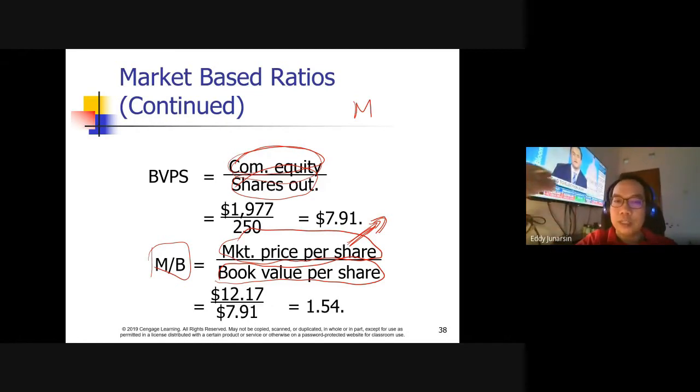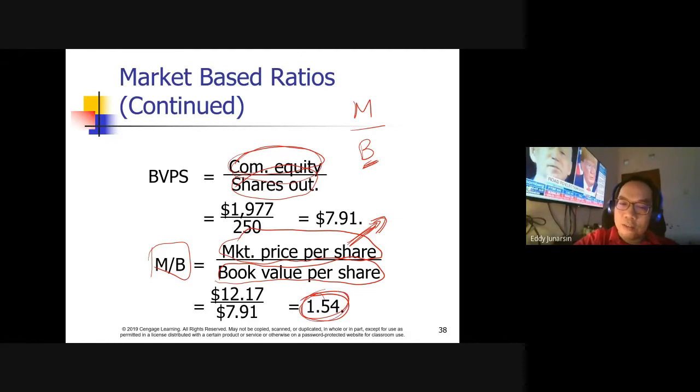The market value per share is the stock price, and stock price is always stated per share. That's why when you divide by book value, this book value has to be per share as well. The market value per share divided by book value per share. So 1.5 times, you could imagine, right? So the stock price, or value of the equity in the market on a stock exchange, is 1.5 times the value of equity on the balance sheet.